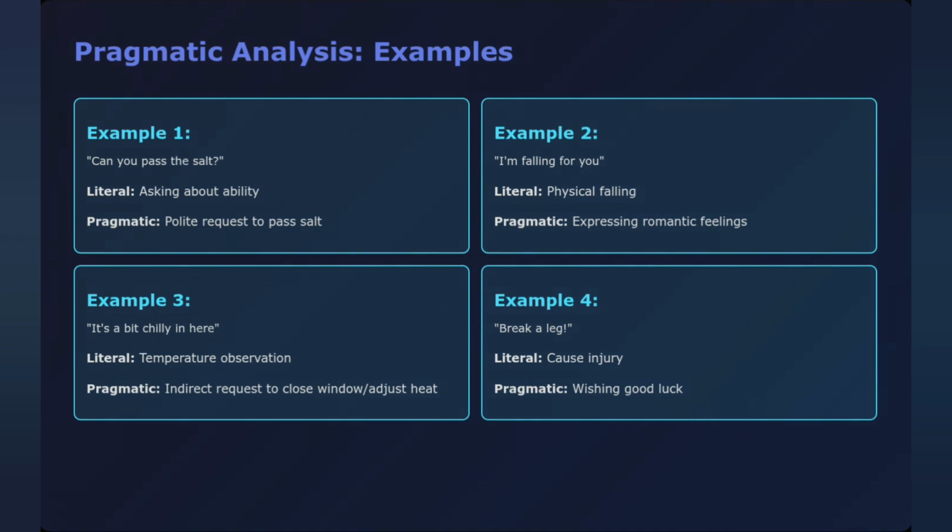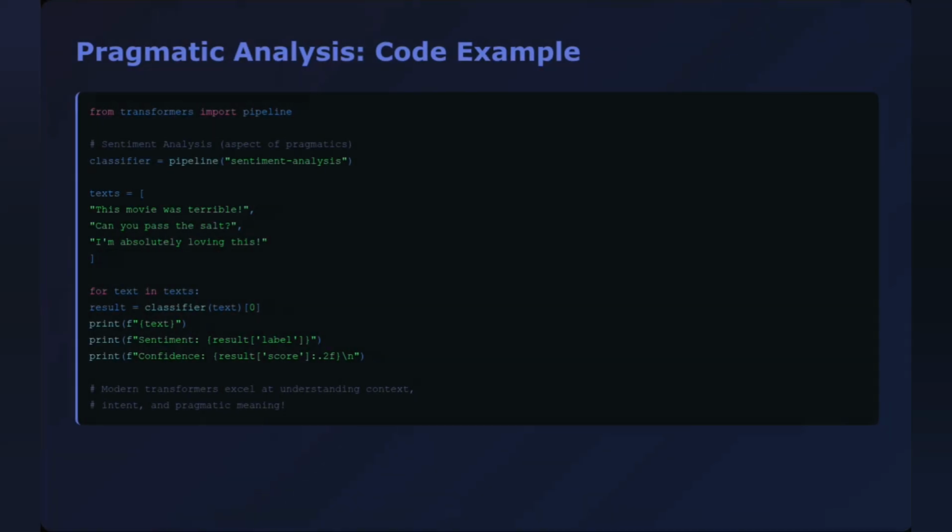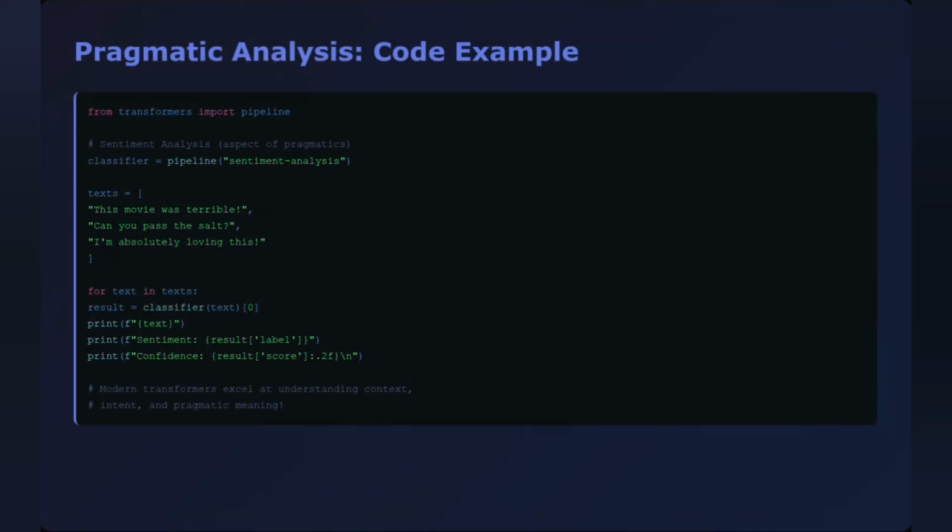Syntactic analysis: subject, I; verb, falling; preposition, for; object, you. Semantic analysis: person falling in direction of another person. Pragmatic analysis: this person is expressing romantic feelings. Big difference, right? Pragmatic analysis is harder to code explicitly, but modern transformer models like BERT excel at this.